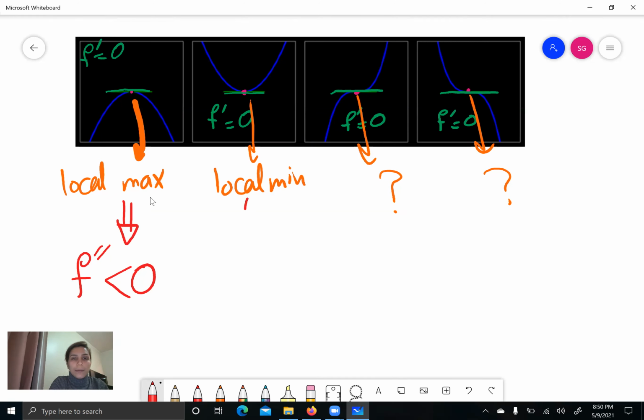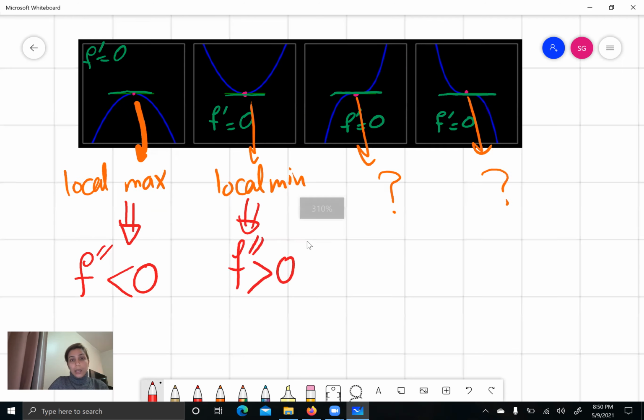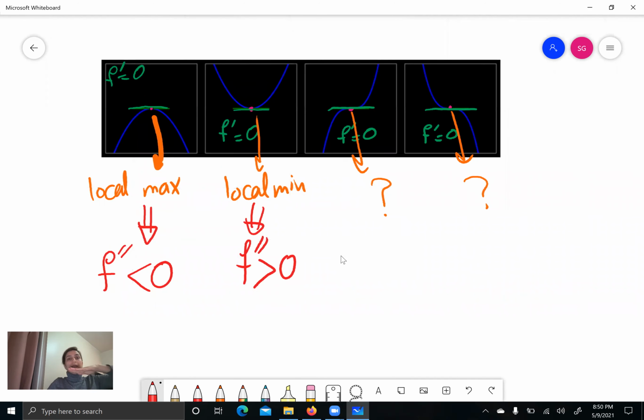What about a local min? Look at the graph. The function is concave up at that point. So the second derivative is positive. So the observation is that if you have a critical point, the first derivative is 0, and the second derivative is positive, so the function is concave up. That gives you the local minimum.